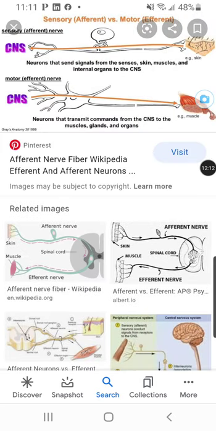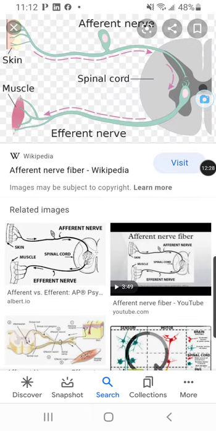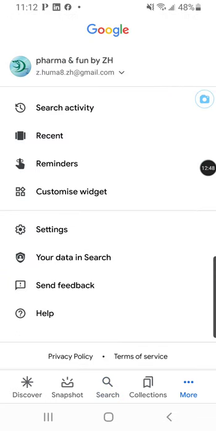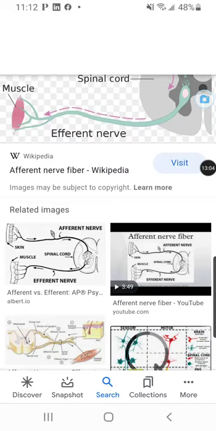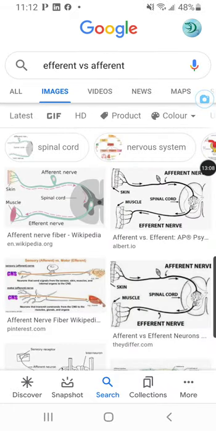Here you can see it easily. This is the visible picture of the sensory nerve, which is called afferent, and the motor nerve, which is called efferent. See, here is the spinal cord, and you can see the efferent neurons taking signals away from the spinal cord at this point, and the afferent neurons are taking signals towards the spinal cord. So you can take this from a Google search. I hope you understand this. There's a clear picture of the spinal cord and the afferent and efferent neurons.